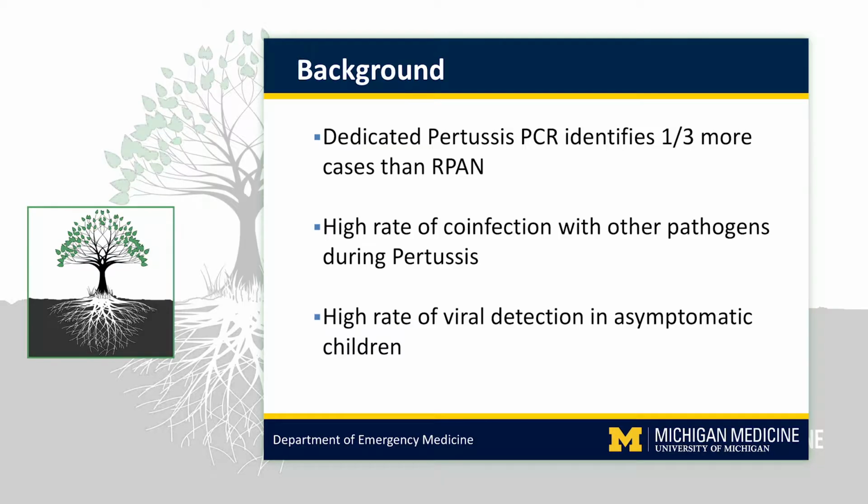In addition to that, many studies have documented a high rate of co-infection with other pathogens during pertussis, and other studies have found a high rate of viral detection in asymptomatic individuals. Specifically, a viral surveillance study out of Utah in 2015 found that up to 44% of the time a virus was detected, the patients were actually asymptomatic. So therefore, if we use RPAN testing rather than pertussis PCR testing to identify pertussis infection, we are at risk of incorrectly attributing a patient's symptoms to a virus rather than pertussis.